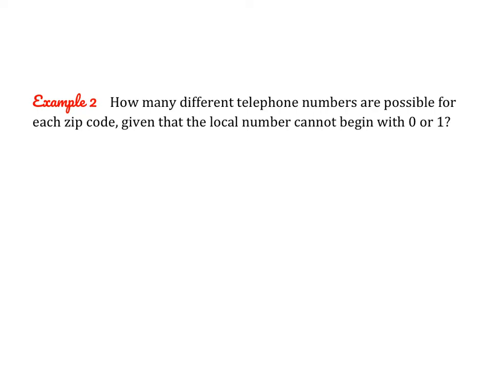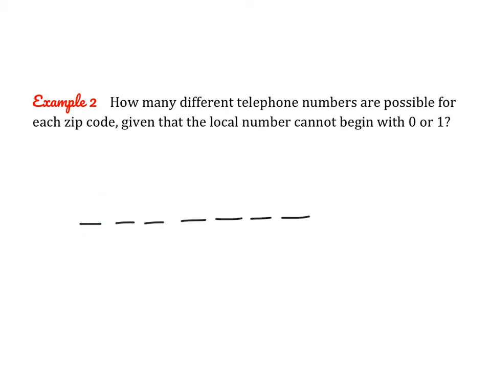Now let's try one where there is a little bit more thinking involved. So it says, how many different telephone numbers are possible for each zip code? So we know that the zip code is the first three, but within each zip code, you can have a local number which should have 7 numbers. So the local number can be any numbers for each slot, except we do have one restriction. You cannot begin with a 0 or 1, which means this first number is a little bit more limited.